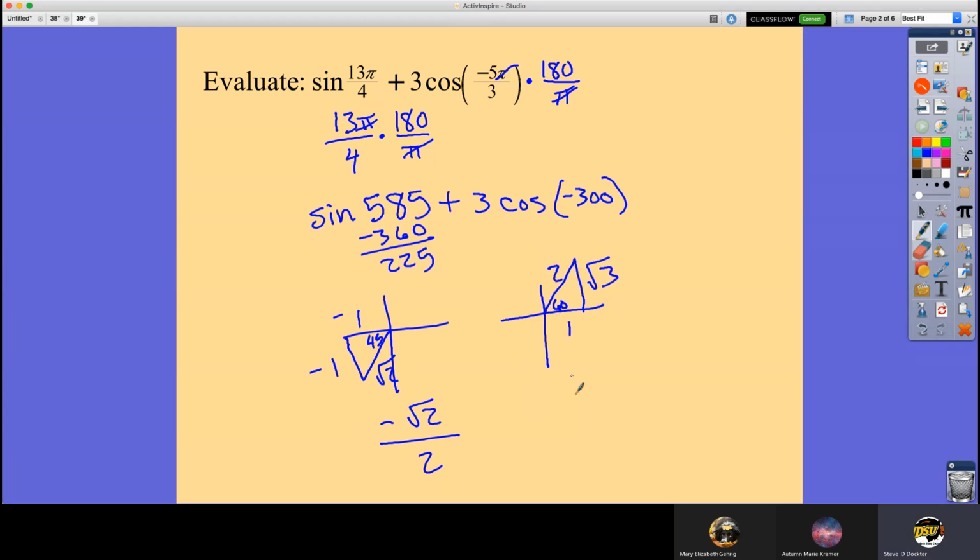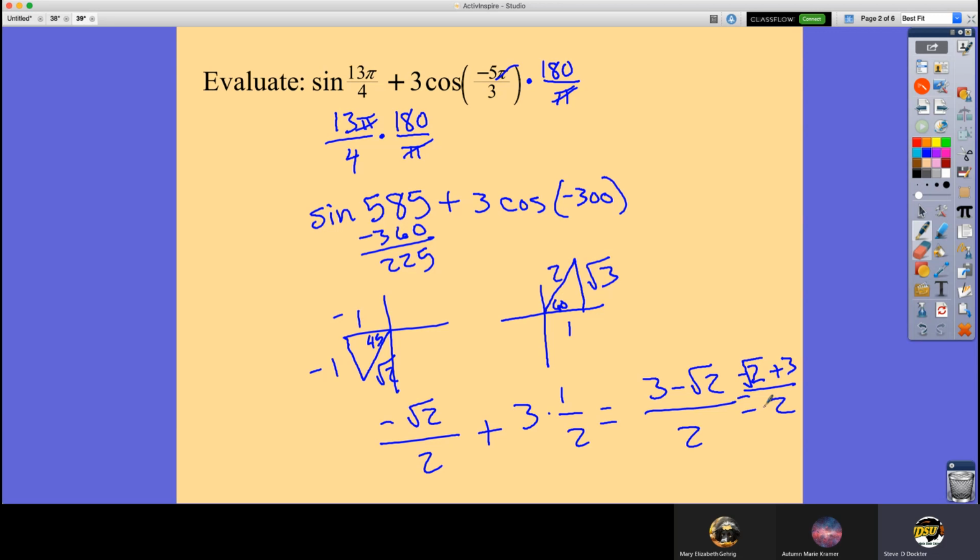So cosine would be 1/2 here. So we've got 3 times 1/2. Once again, we've got common denominators here. So you can either write it as 3 minus square root of 2 over 2, or I just put it so that the 3 is out front. You could also go negative square root of 2 plus 3 over 2. Both of those are the same.